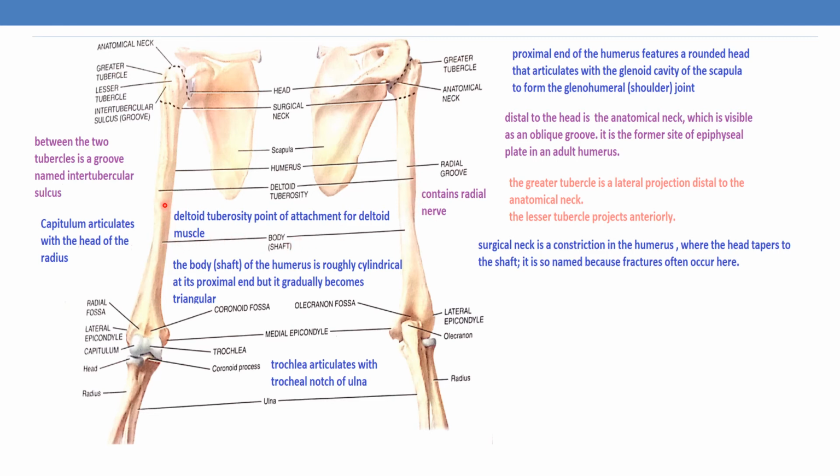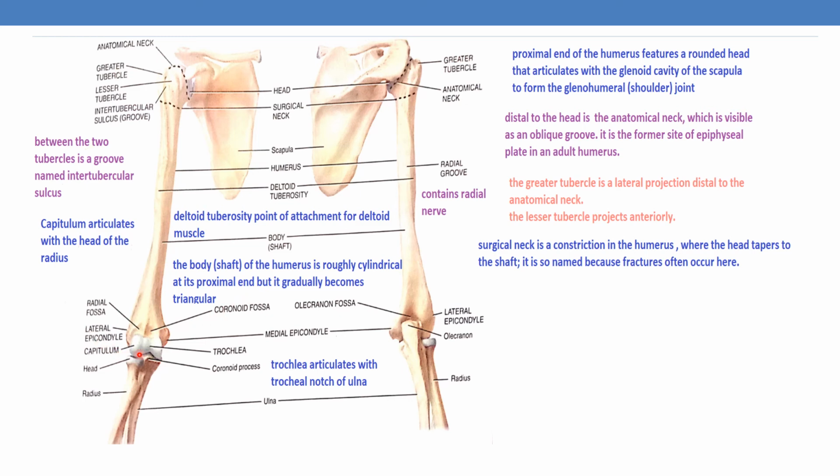And now coming to the body or shaft of the humerus. The body of the humerus is roughly cylindrical at its proximal end, but it gradually becomes triangular and flattened at the distal end, where it articulates with other bones.